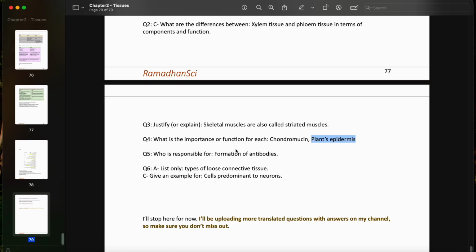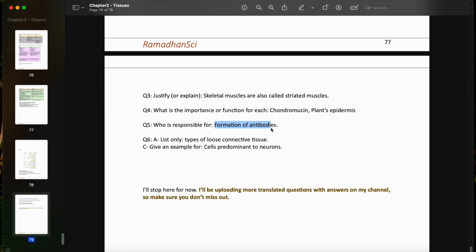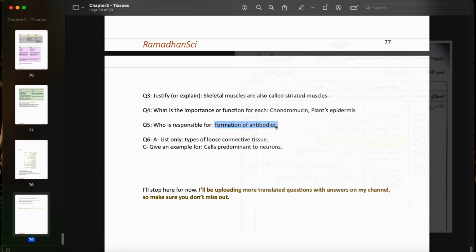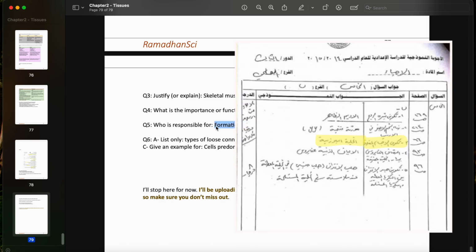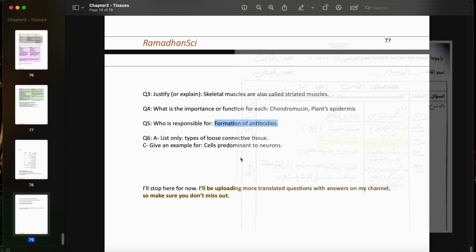Question 5 is telling you who is responsible for the formation of the antibodies. Now, the formation of antibodies, it's the plasma cells. Plasma cells are responsible for the formation of antibodies.